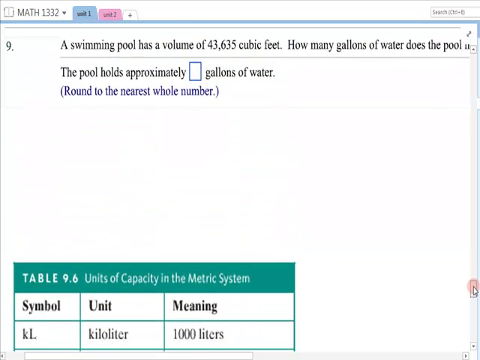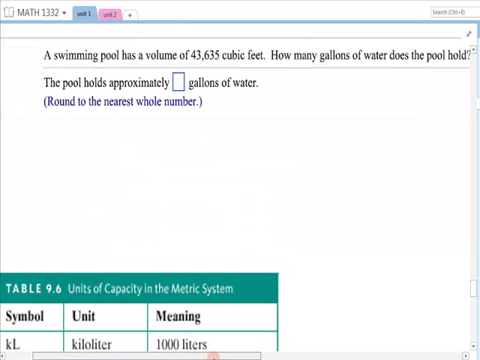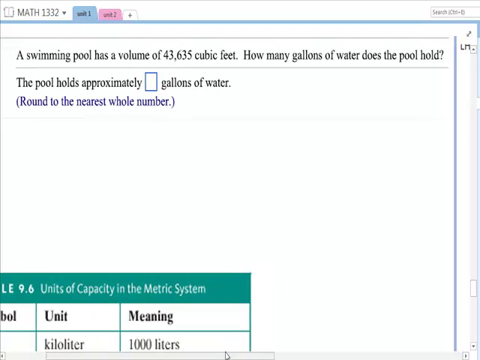Let's take a look at 9. We don't have to do it, but we can talk about it. It says, a swimming pool has a volume of 43,635 cubic feet. Somebody measured it in feet and calculated its volume. Might have been length times width times height, might have been circular. They came up with the cubic feet. How many gallons of water does it hold? Can you see that you're going to convert from cubic feet to gallons? And can you find a fact to do that?